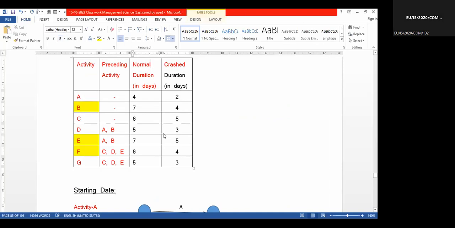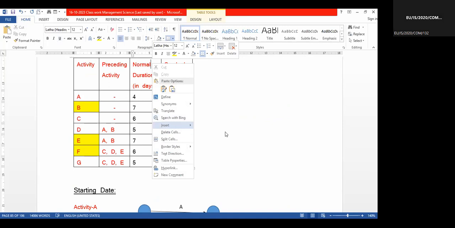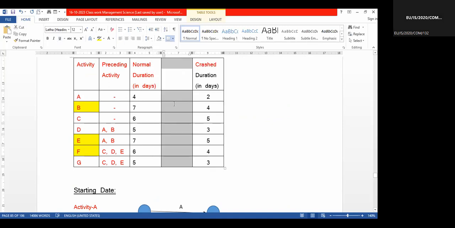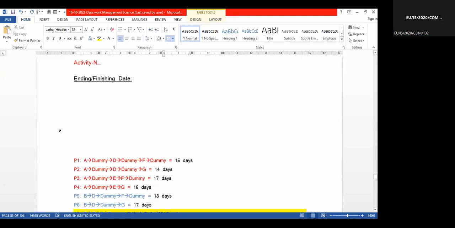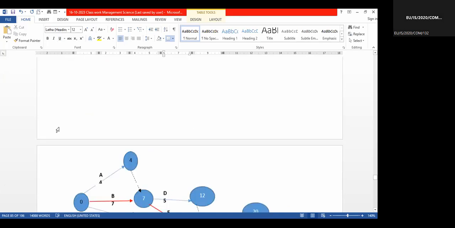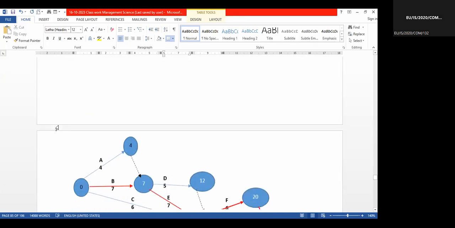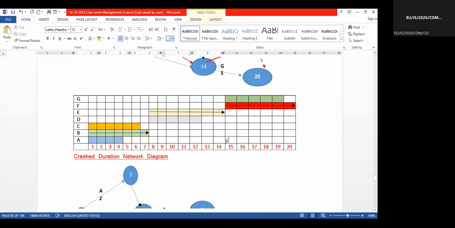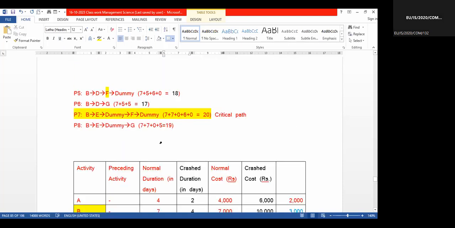So now I'm introducing another column, normal duration and normal cost. Right? Normal duration and normal cost. You see that the normal cost of each activity is given.